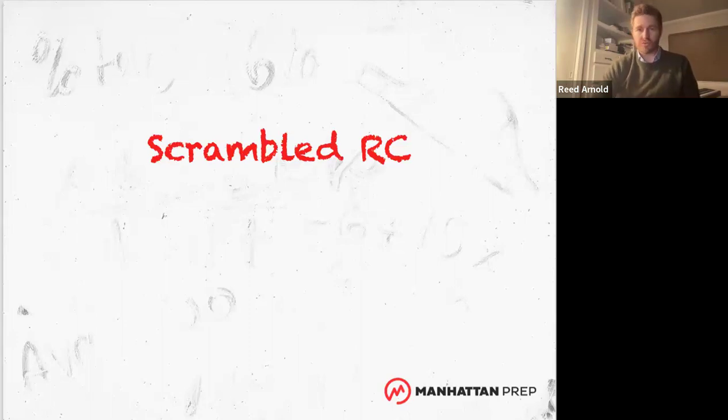This drill, I call it scrambled reading comp. Its basic idea is to take a reading comp passage. This is a drill. This is not how you do it on the test, obviously, but you take a reading comp passage and you read it out of order. If you have your Official Guide, you can open to a passage and, instead of starting at the top, start in the middle, start at the end, read a sentence, read a part of a sentence.